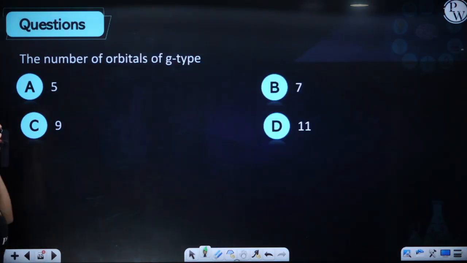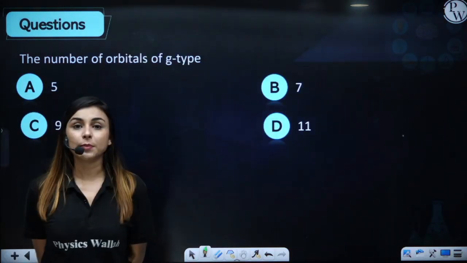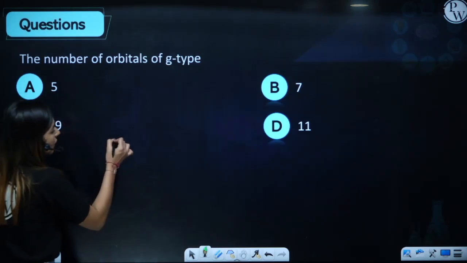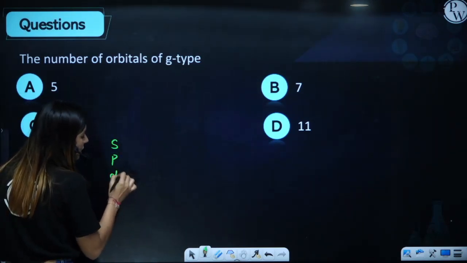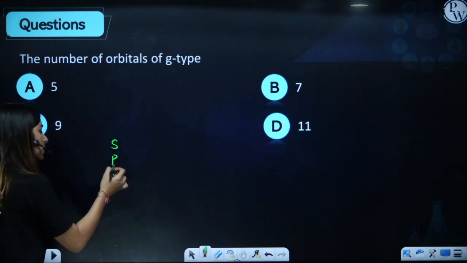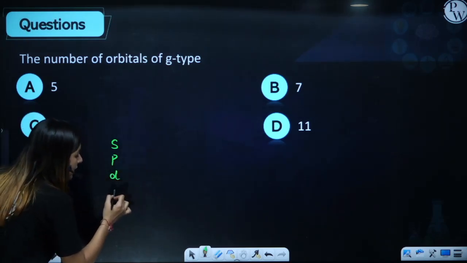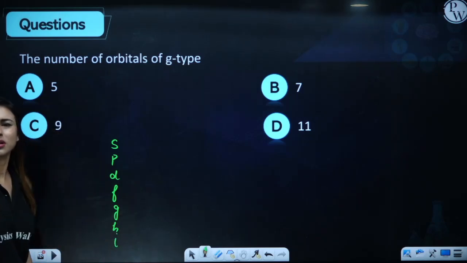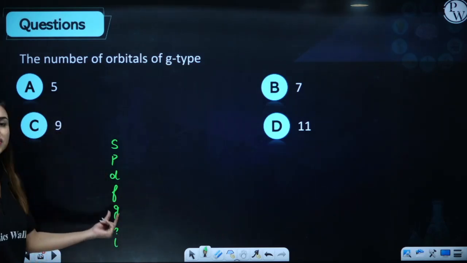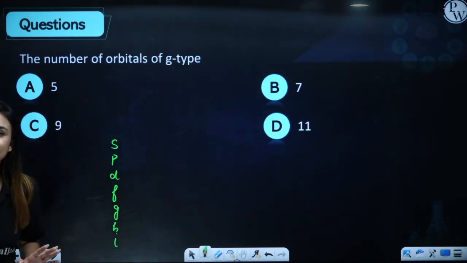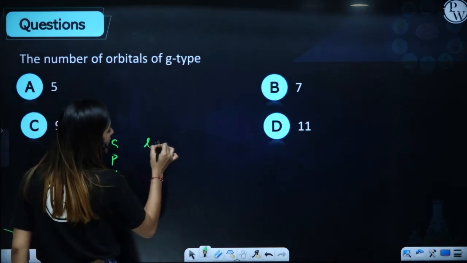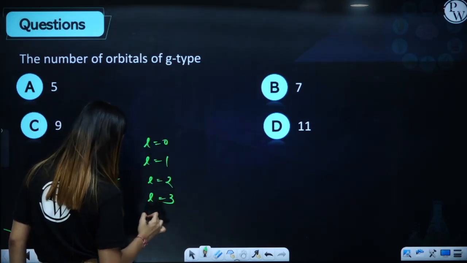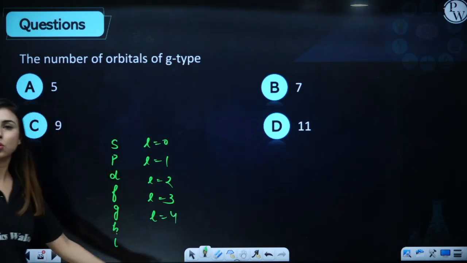Next is, the number of orbitals of G type are. Now, you have to understand this. You have S, you have P, you have D. S, P, D, F, G, H, I, and so on. This is how you're going to understand. S, P, D, F, G, H, I, J, K, L, M, N, O, P. So, this is L is equal to 0, this is L is 1, 2, this is 3, and this will be 4. So on, you can understand.